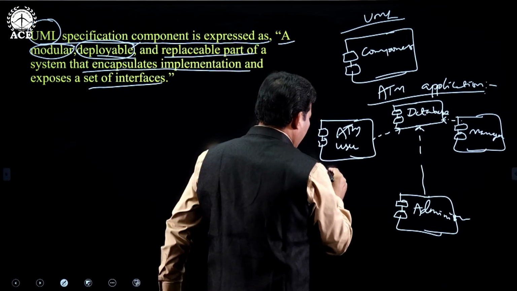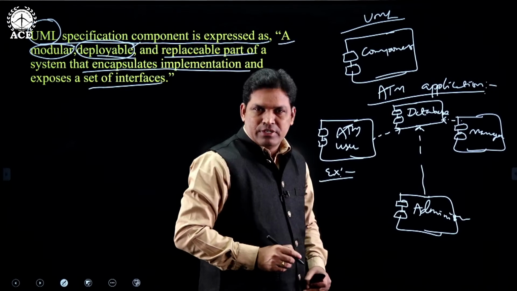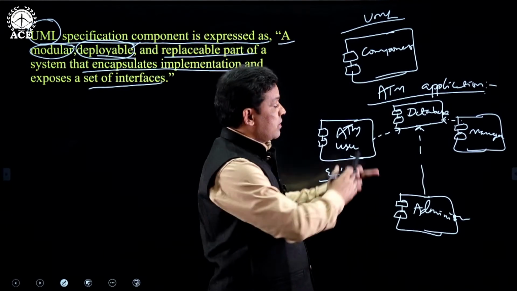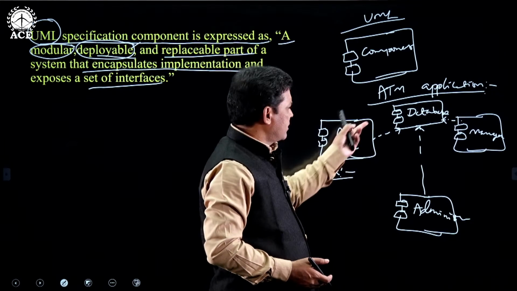Example for components is what here? Small executable files, your Java program. Is it clear? Your simple Java program, your files, some executable files. These are all the examples, some libraries. So APIs, all these are the examples for components.